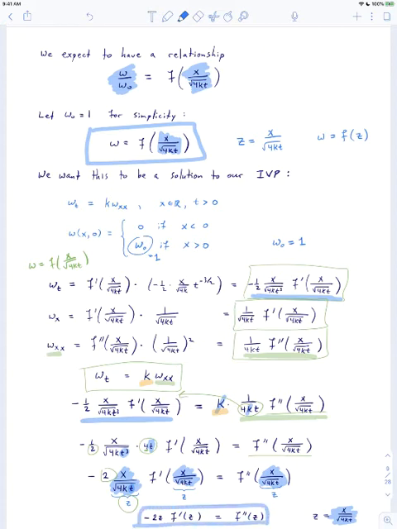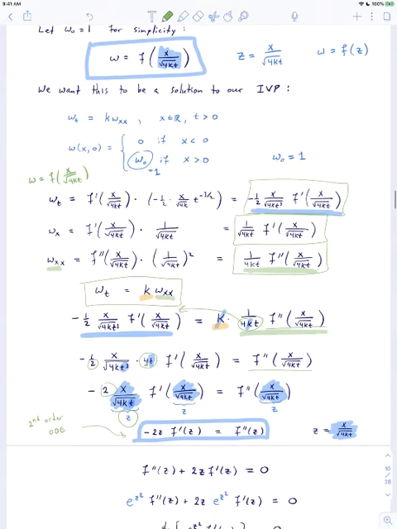But notice, this is an ordinary differential equation. It's a derivative of f, and f is a function of one variable, z. So we have an f prime and we have an f double prime. So this is a second order ODE, which means we know how to solve it. And that's what we do here.